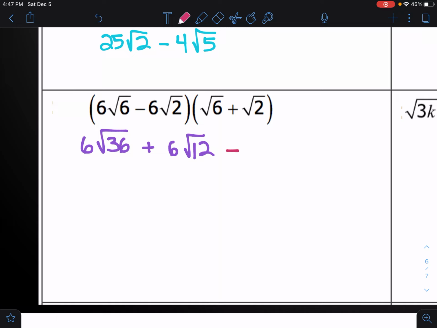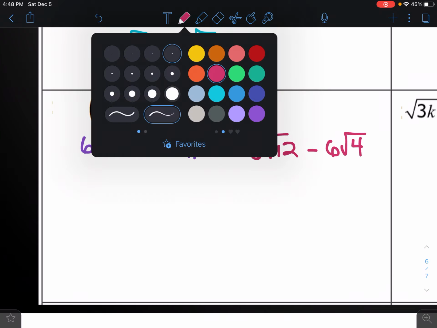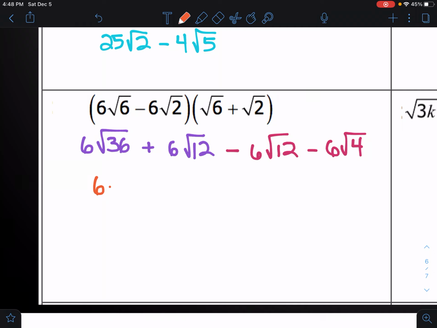So that'd be minus 6 root 12 minus 6 root 4. Okay. All right, so what do we have? This is 6 times 6 plus 6 times, break that apart. Oh, don't need to do that. If we notice these actually in the middle, cancel out. Okay.